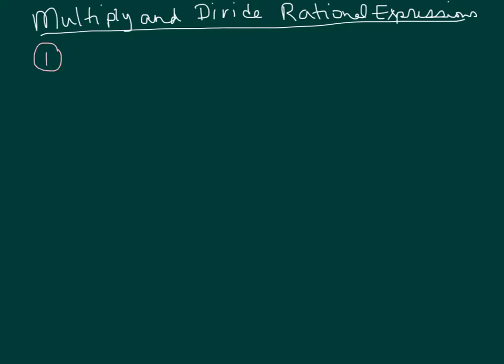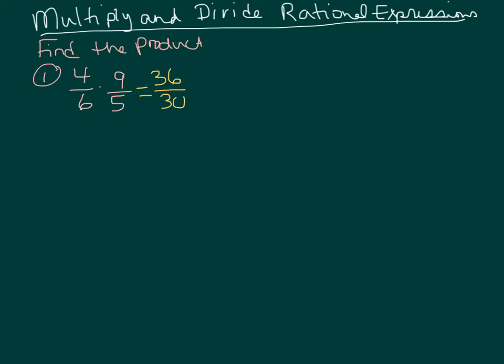So let's start by multiplying, and actually I'll write the directions down. So when I ask you to multiply, I'm going to ask you to find the product. So for these, the first one I'm going to give you is review of elementary school. And we have 4 over 6 times 9 over 5. There are two ways to do this. You either have the option of multiplying across, and you get 36 over 30. Then you would reduce it by dividing both of these by 6.